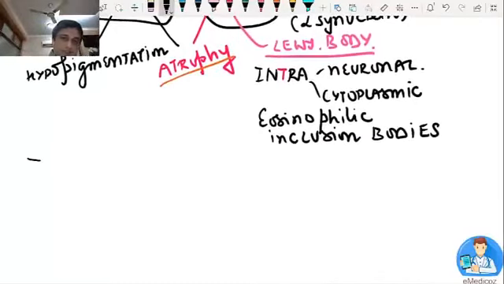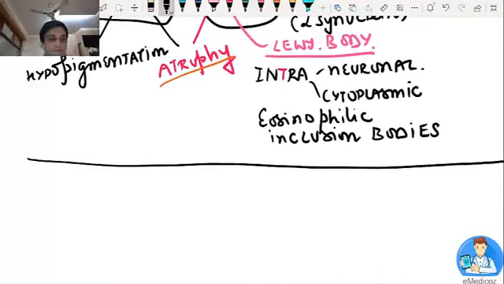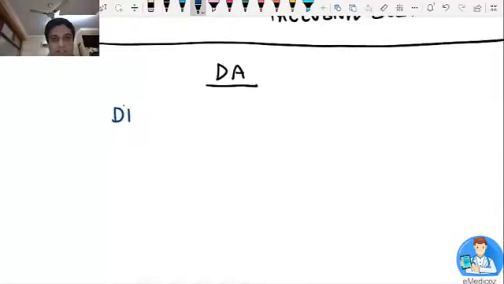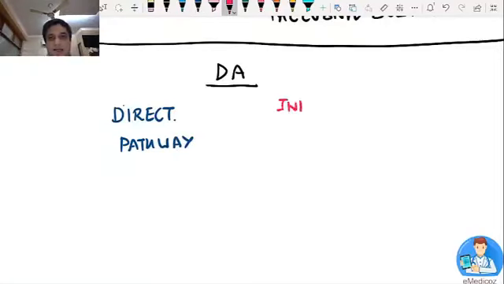Now, how does it affect the patient? We'll go into the basics again. Dopamine tries to work in the brain in two kinds of pathways. Remember the pathways now. Pathway number one, which we know is the direct pathway. And the second pathway where it tries to work has the name indirect pathway. So there are two pathways through which the dopamine tries to work.